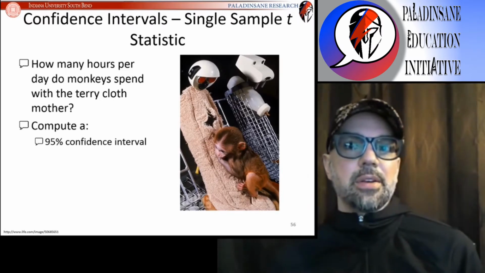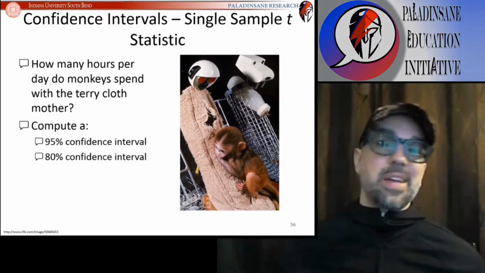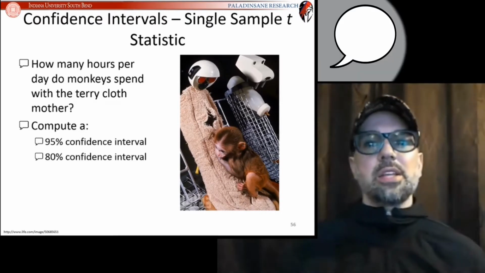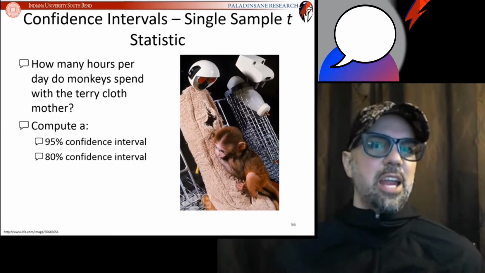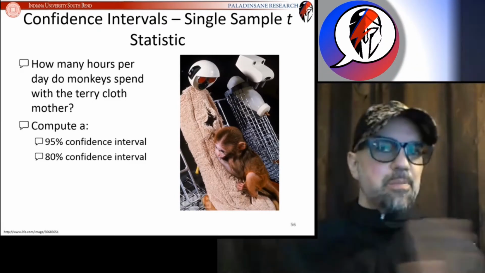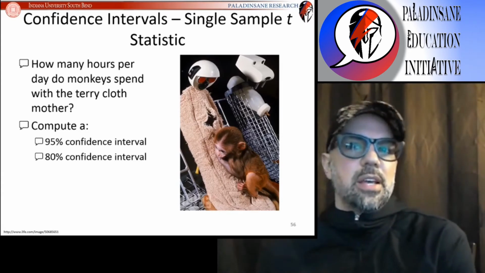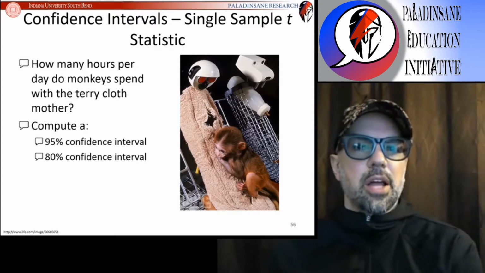Then you might get an accountant that says, look, I don't want to spend too much money on this. I really want to make sure that we protect our budget. So I don't need to be 95% sure. I just need to be like 80% sure. I care about the monkeys, but I'm good with making an error. I'm good with a 20% chance that maybe we don't buy enough terry cloth mothers.